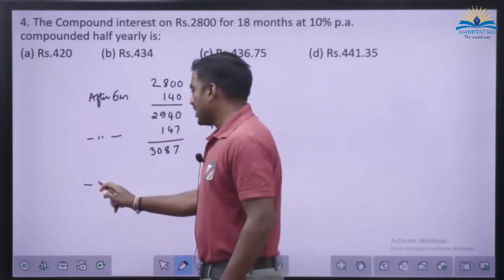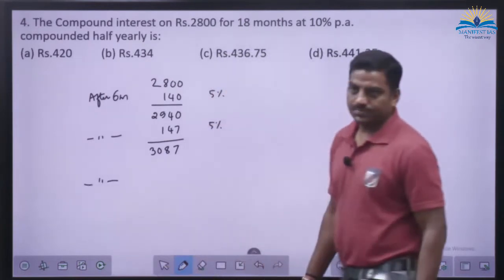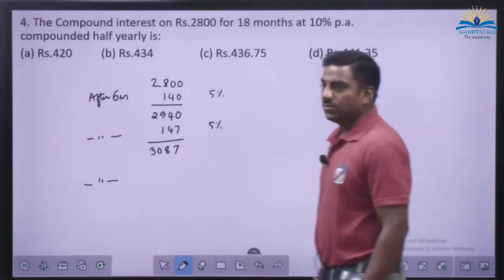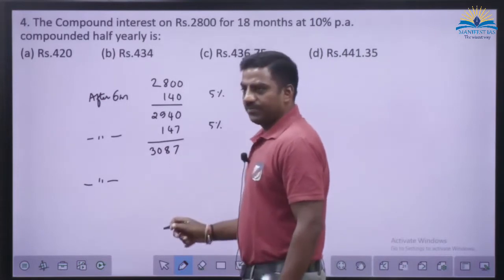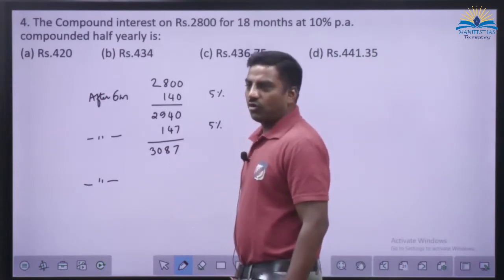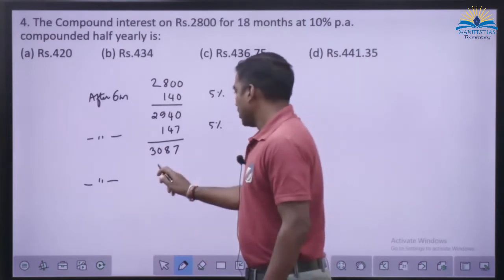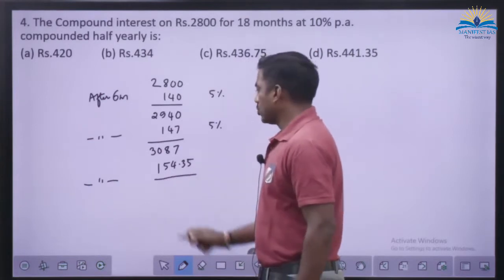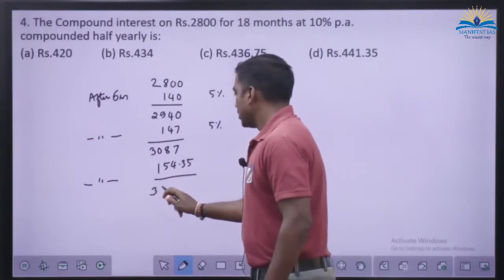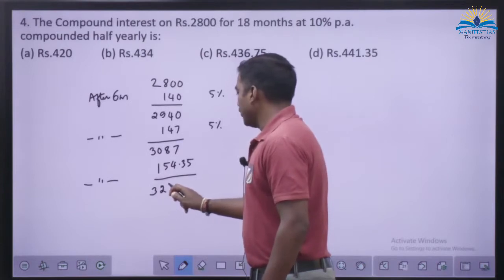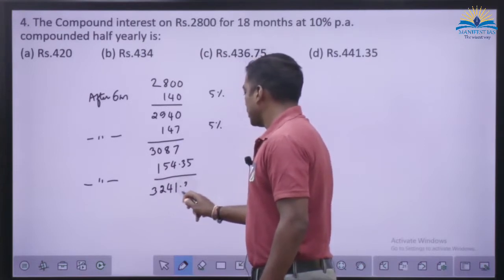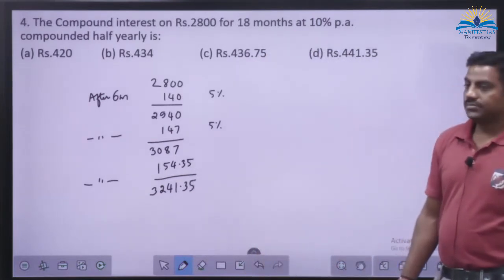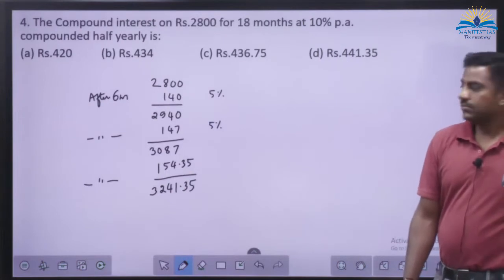Another 6 months, no? For 1.5 years. Another 6 months. Half of it? 154.35. So totally it will be 3241.35. Yes? Yeah?